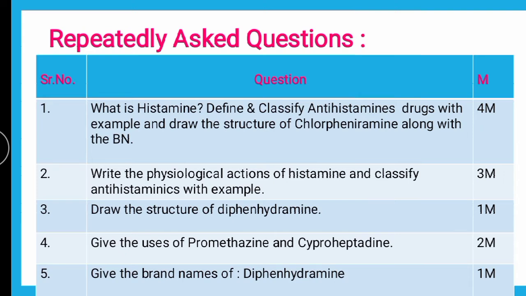If you look into the questions, we have covered MCQs also from this chapter, histamine and antihistaminic drugs. For MCQ type questions you can refer to the MCQ videos, and for these descriptive questions you can refer to the repeatedly asked questions, which are again important from the MCQ point of view of the exam, because the MCQs will be selected from these descriptions only. So to start, the first question is, what is histamine?